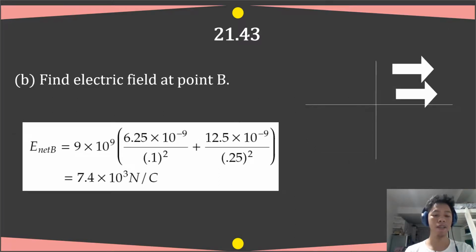Next problem, find the electric field at point P. As you can see in the free body diagram, the two forces are moving in harmony with each other. That's why for the net electric field, we're going to add both of them instead of subtracting them, in contrast to what happened at point A. By substituting the values into the formula and inputting it into your calculator, you get 7.4 times 10 raised to 3 newtons per coulomb.